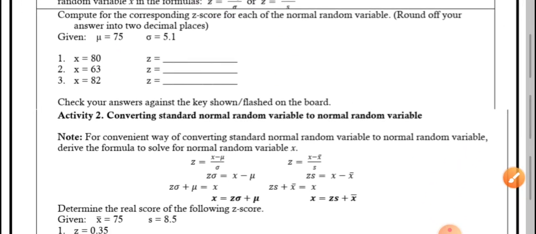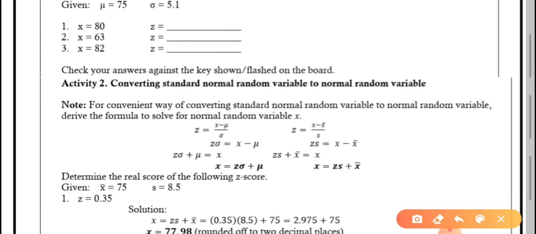Activity number 2. Converting standard normal random variable to normal random variable. For convenient way of converting standard normal random variable to normal random variable, derive the formula to solve for normal random variable x. So we have the formula given, x minus mu over standard deviation, and then we have z is equal to x minus x bar over s. So ang ginawa dito is kinross product lang siya. So, automatic, it has 1. Kaya, naging z times standard deviation, and then x minus mu times 1 is x minus mu.